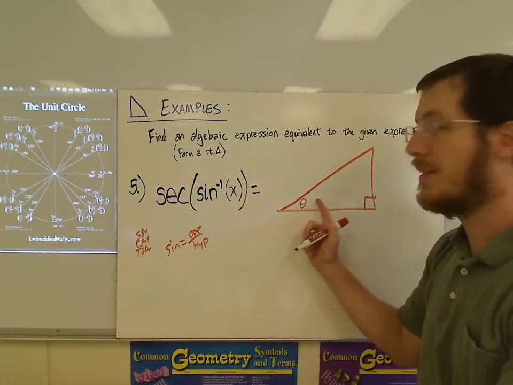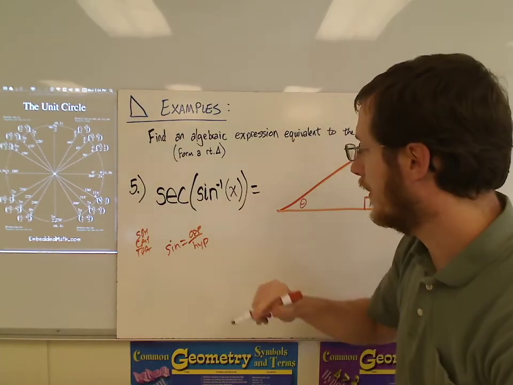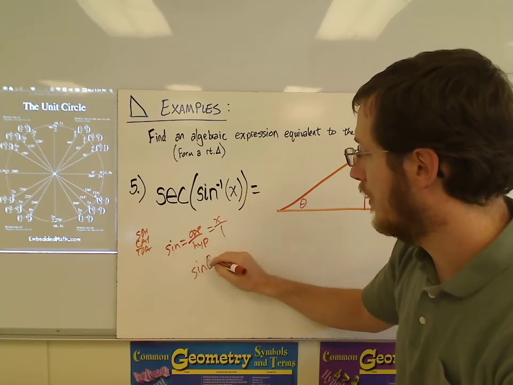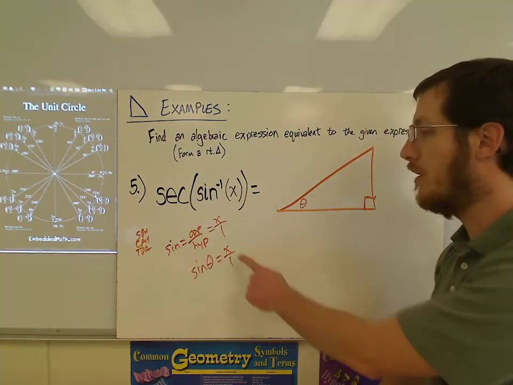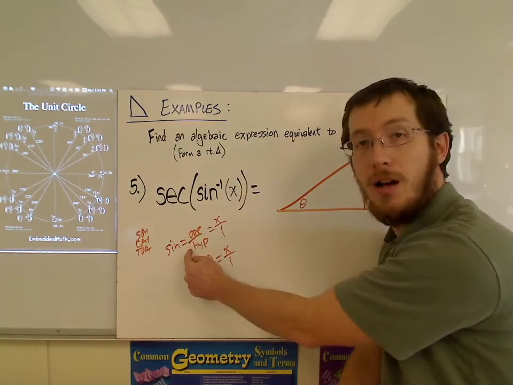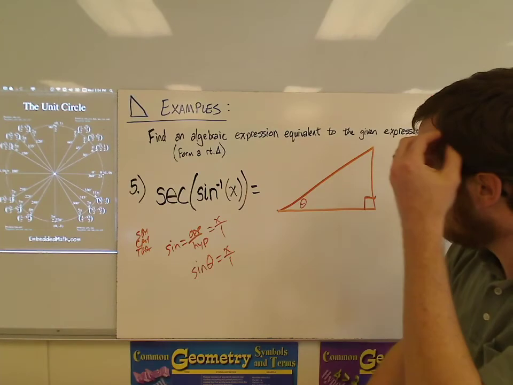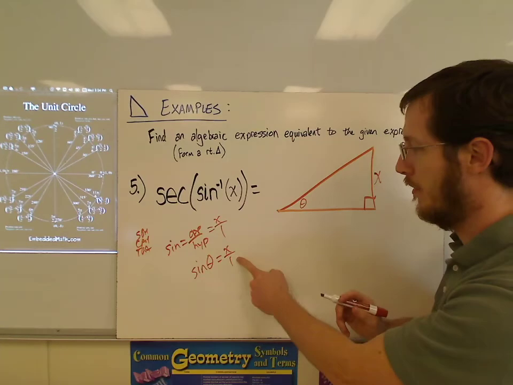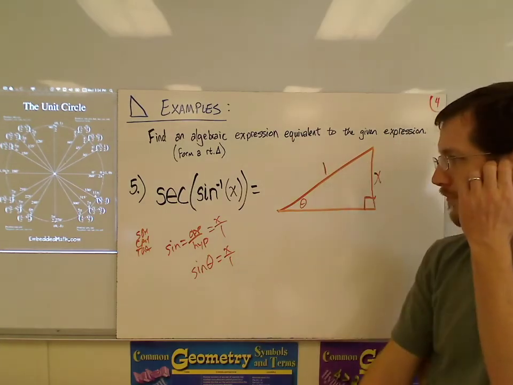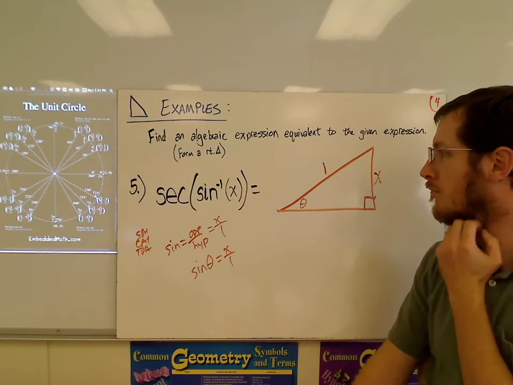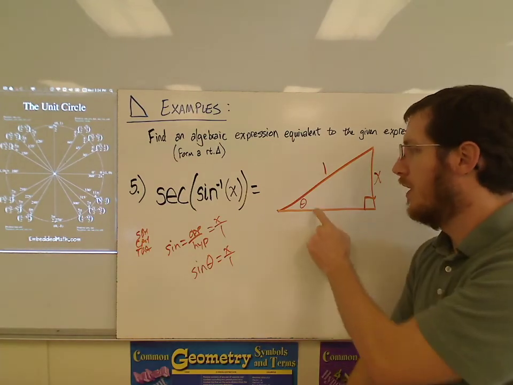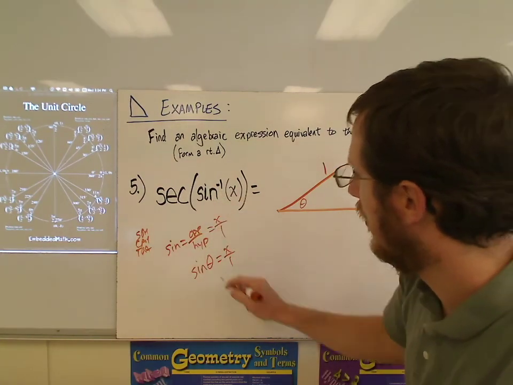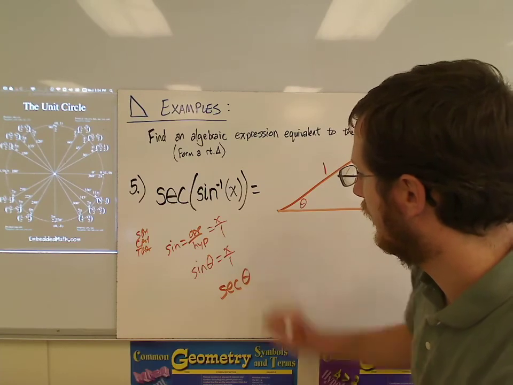Well, the sine of this angle that we're looking for is x. So we can rewrite x as x over 1. The sine of our angle theta is x over 1. So we can use these as our opposite and our hypotenuse in this triangle. All right, so the side opposite theta we're going to call x, and then that would make our hypotenuse 1. Okay, so we're looking at finding the secant of this angle theta.